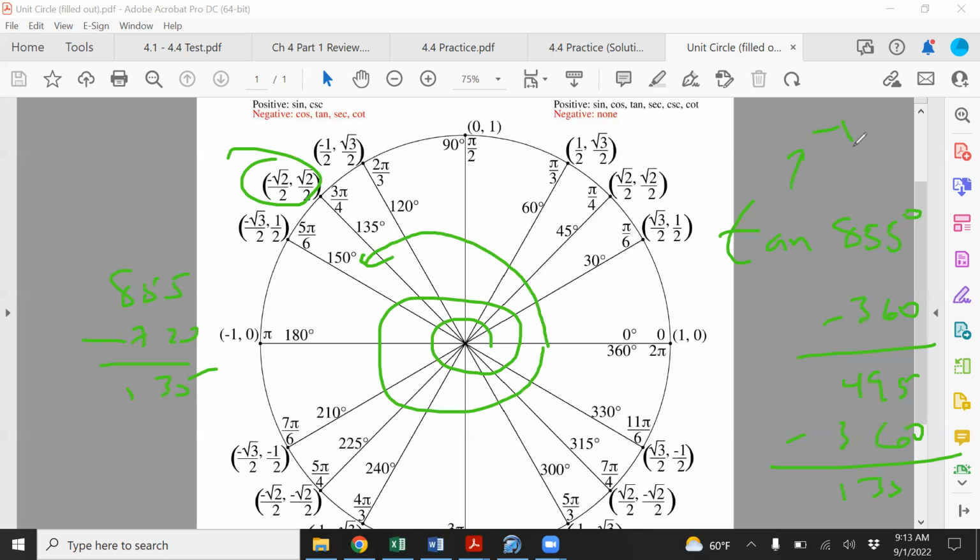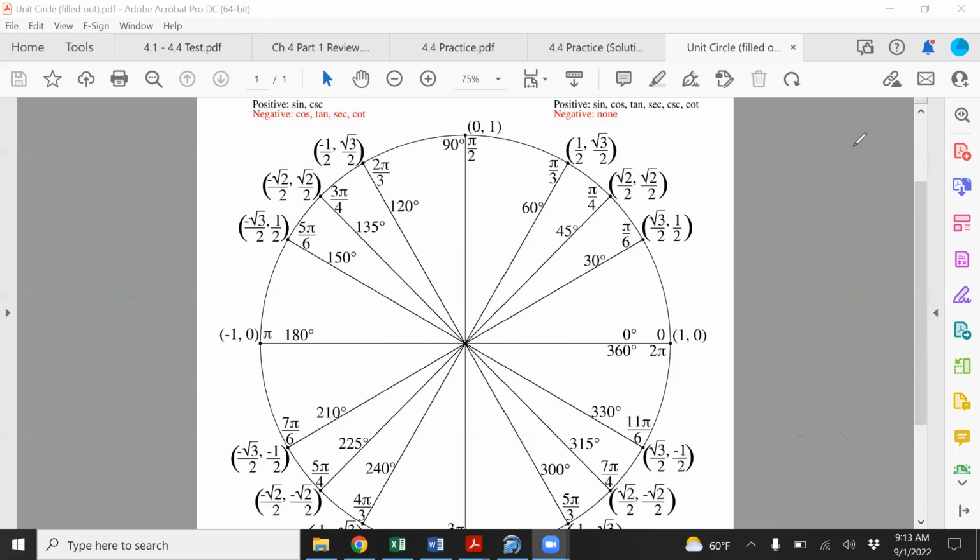So that's why we learned that process of moving around the circle. Positive angles go counterclockwise. Negative angles go clockwise. All right, I think now we need to do some practice. I'm done talking, so let me stop the recording.